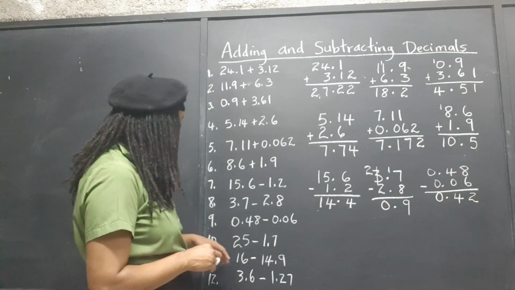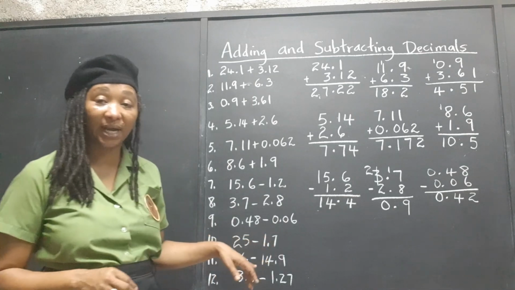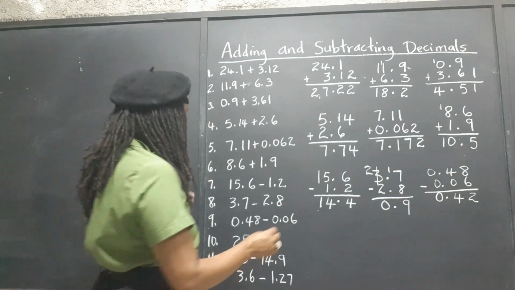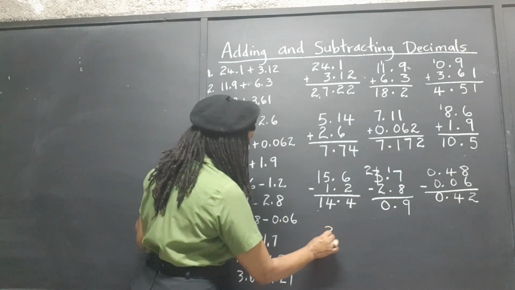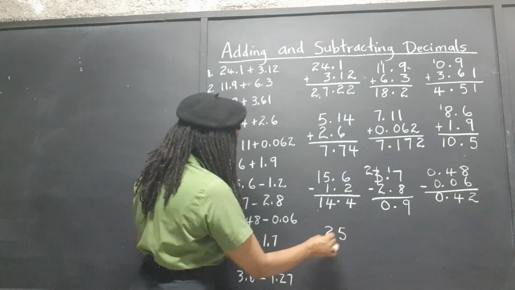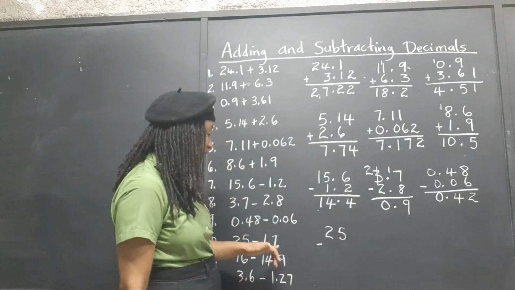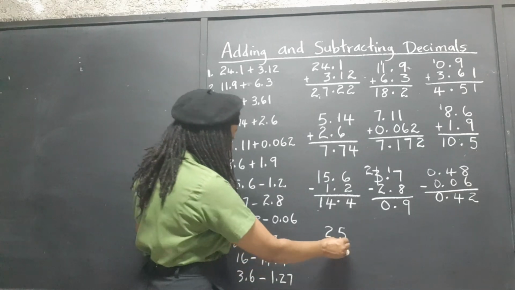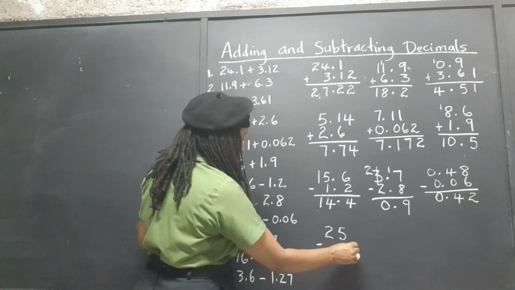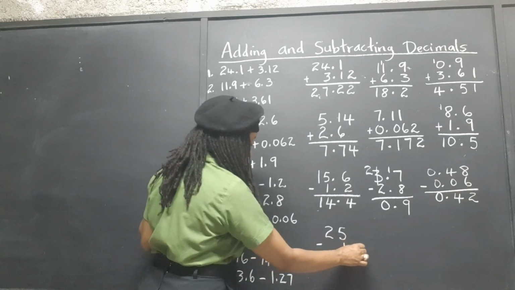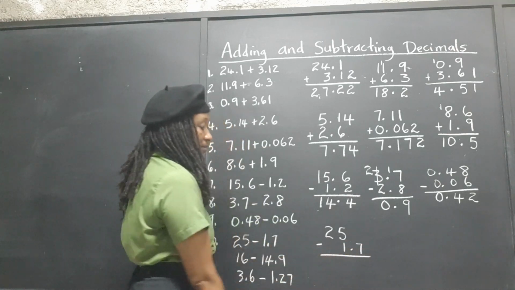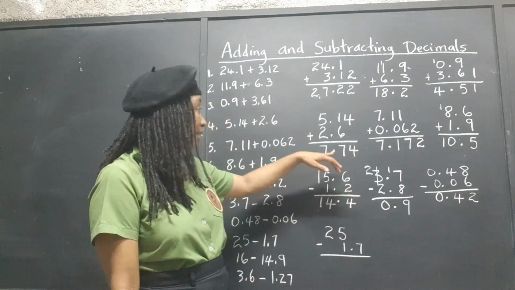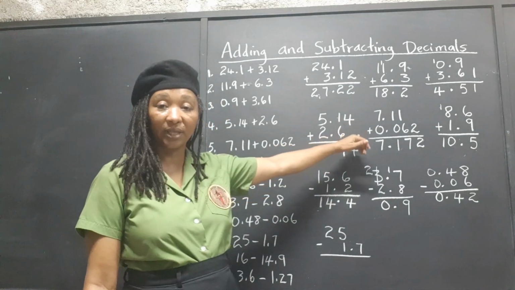Alright, so now we have a whole number and we're subtracting a decimal. So, remember this is 25 and we're taking away 1.7. The 1, this is 1, 1, so it goes under the 5 ones. 0.7. What do we do now? Do we just put down the 7 like what we did when we were adding and there was nothing to add with it?